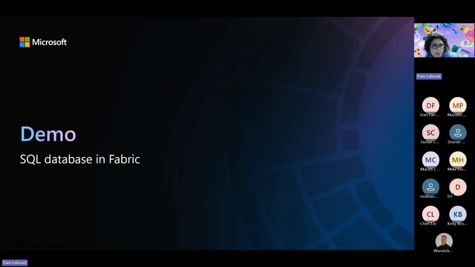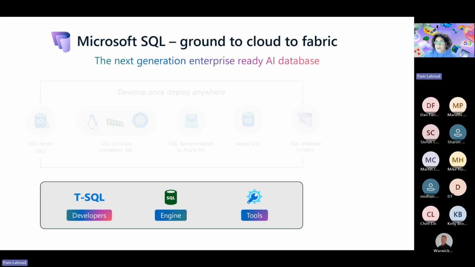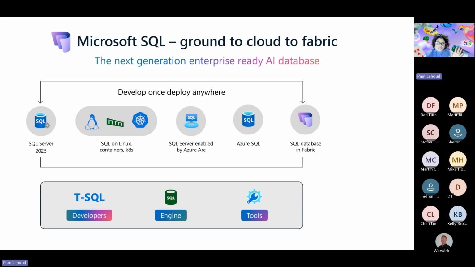All right. So that was the what. Let's move on to the where. You've got a lot of choices now when it comes to SQL Server. Bob Ward really likes this phrase: SQL from ground to cloud is what he used to call it. And once we announced Fabric, now it's ground to cloud to Fabric. So it's the same SQL engine everywhere you run it, and you can run it anywhere you want to.